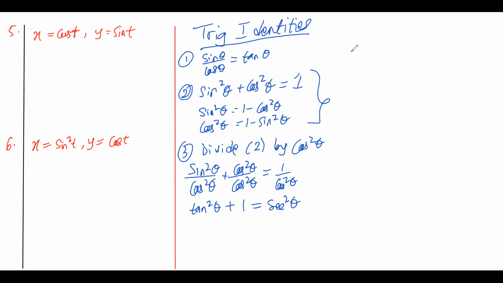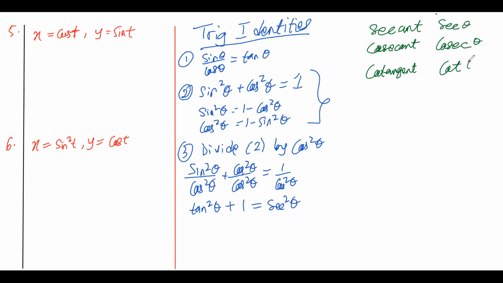So the other 3 are sec, which is secant. We just call it sec. Cosecant, which is complement of secant. So we just call that cosec. Check your calculation, see this. Then cotangent is the complement of tangent. So we just call that cot. So all these are inverses of what you already have.